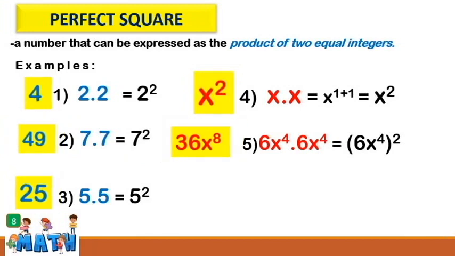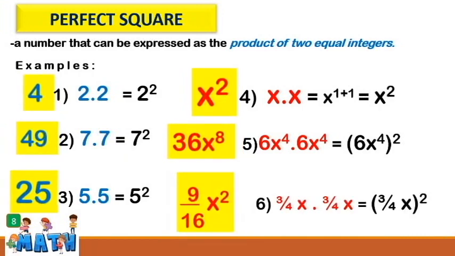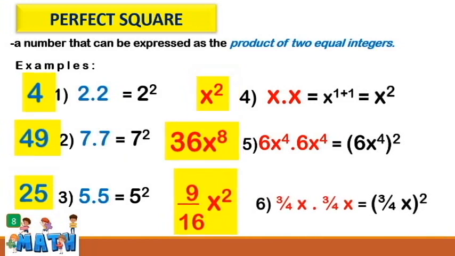And we also have 9 over 16x squared. So 9 can be expressed as 3 times 3 and 16 can be expressed as 4 times 4 and x squared can be expressed as x times x. So we have the quantity 3/4 x, squared. So when you multiply a number or a variable or a term by itself, the answer is always a perfect square.